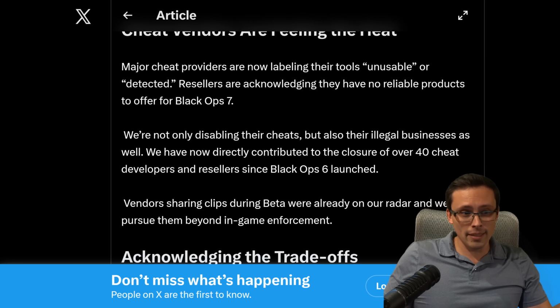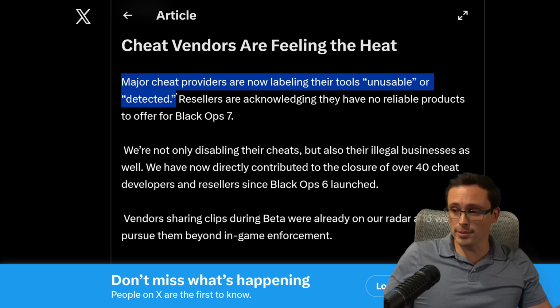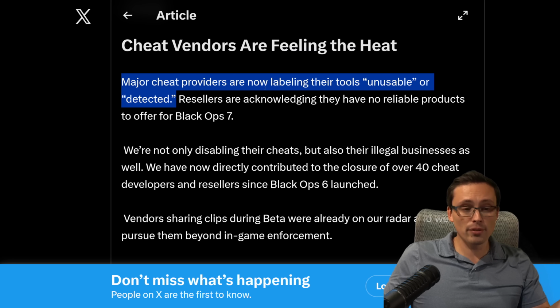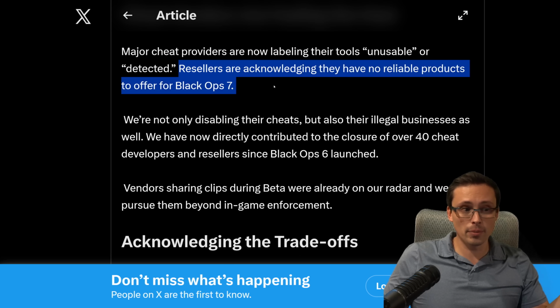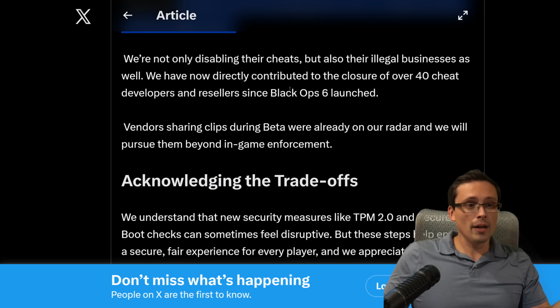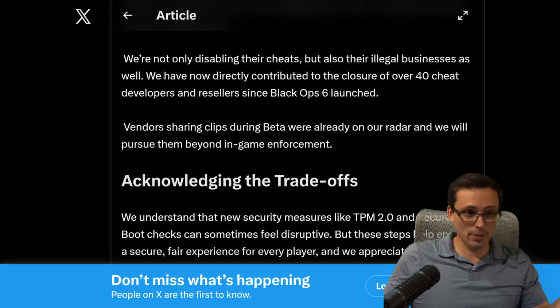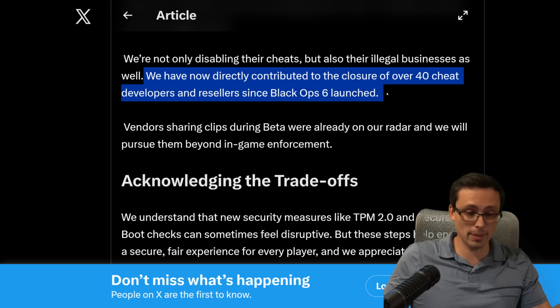Now, they're also claiming another data point for this being effective. I don't go to cheat websites to monitor whether this is true, but they're claiming that major cheat providers are now labeling their tools as unusable or detected, and that resellers are acknowledging they have no reliable products to offer for Black Ops 7. So that's interesting. They're also saying that we're not only disabling their cheats, but also their illegal businesses as well. We have now directly contributed to the closure of over 40 cheat developers and resellers since Black Ops 6 launched.